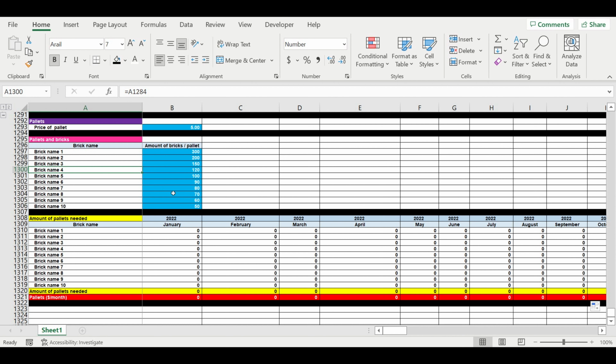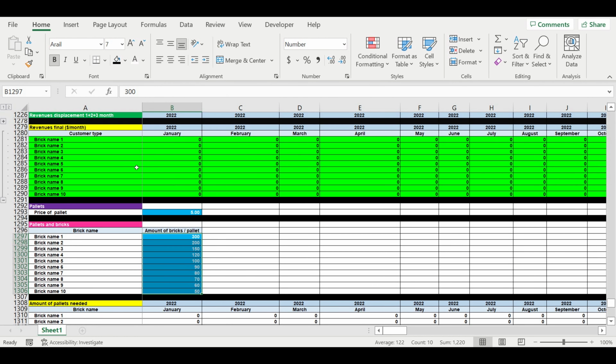And today we have to evaluate the expenses on electricity. So what is interesting about electricity? Electricity is not linked to the bricks. It is linked to the amount of hours that the production line, the production equipment, is working. So the expenses on pellets are linked to the amount of bricks on one pellet.